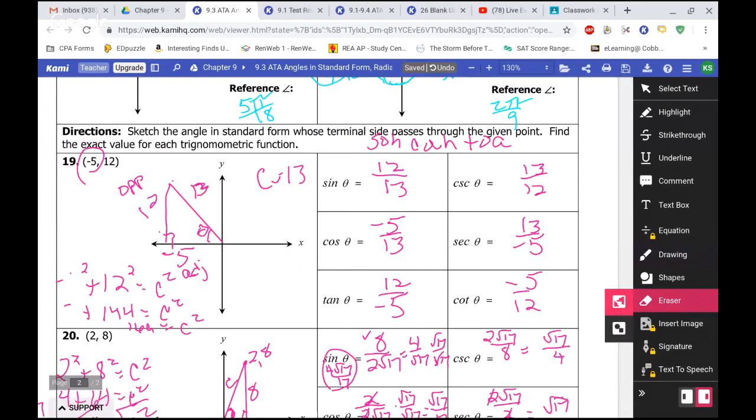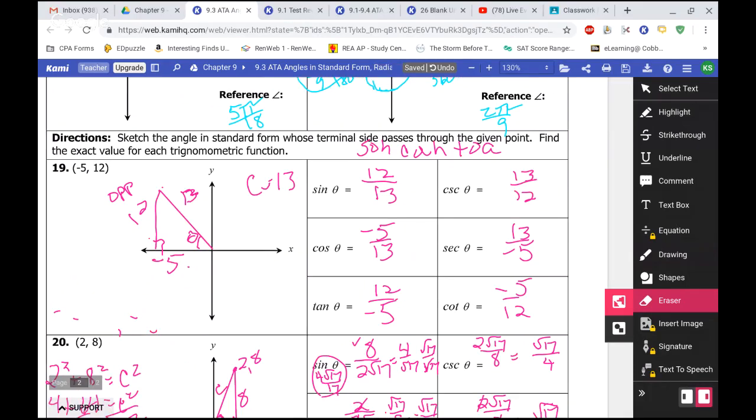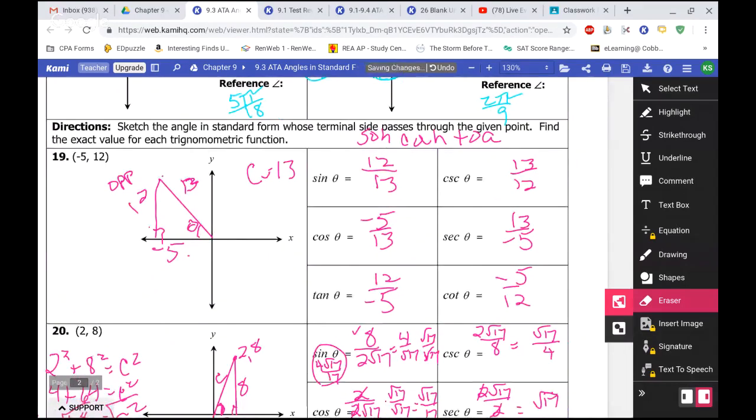Yes. But do you want to see how I drew my little thing? I took that -5 and that 12 and I drew a little angle so that I could figure out, okay, your theta is always the one that's closest to the origin of that little coordinate plane. That's where your theta is always going to lie. Right here. Yes. And this part right here.